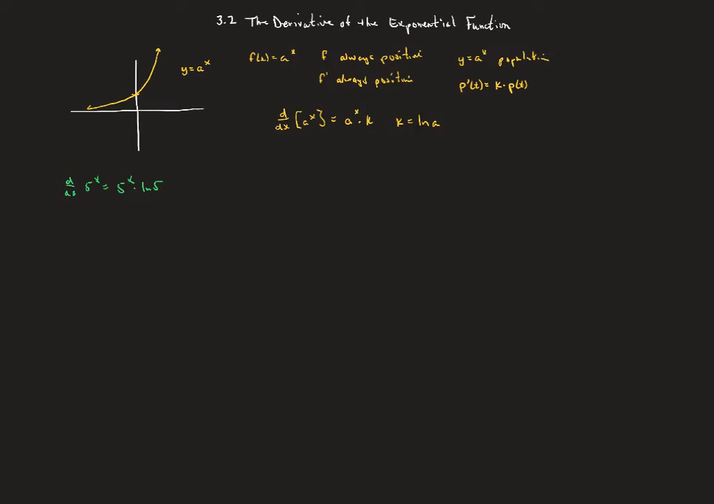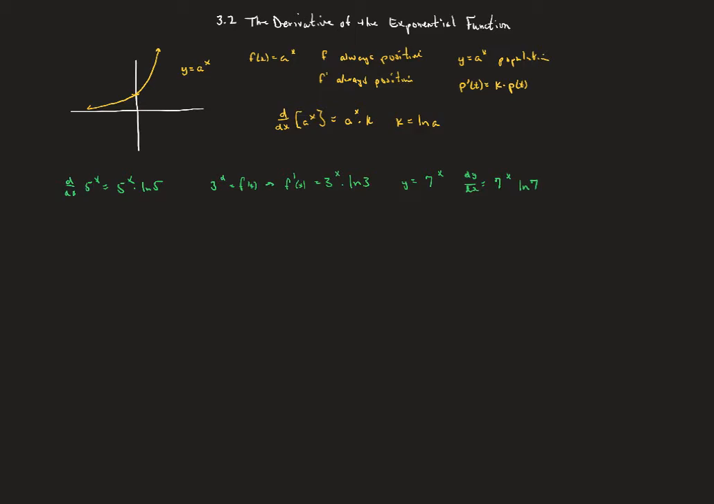It also means that, say, for 3 to the x, if it's f of x, then f prime of x is going to be 3 to the x times the natural log of 3. If we say y is equal to 7 to the x, then dy dx, using Leibniz notation, is 7 to the x times the natural log of 7.